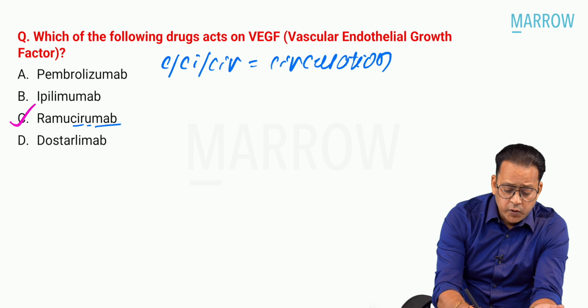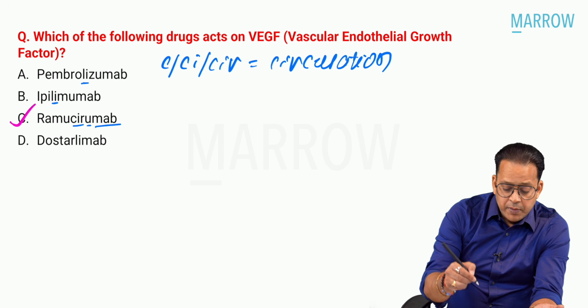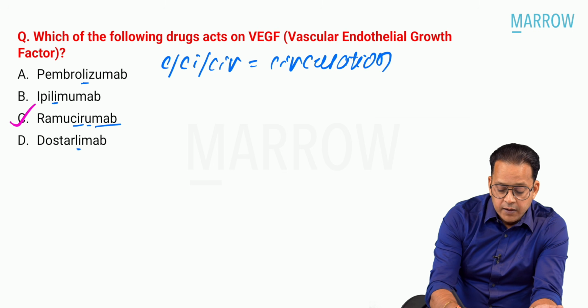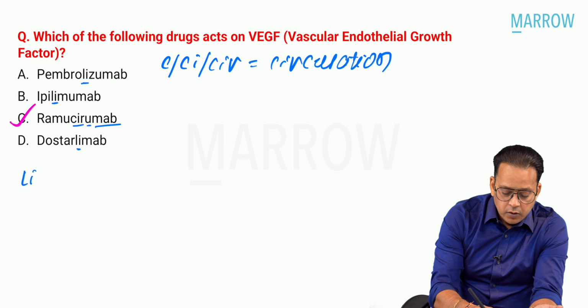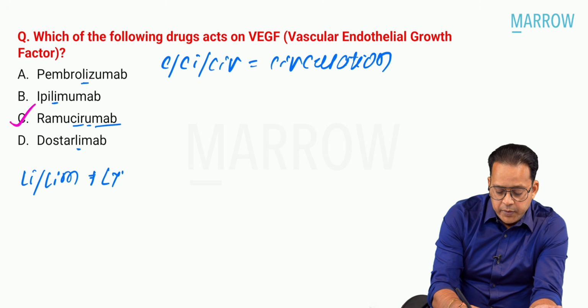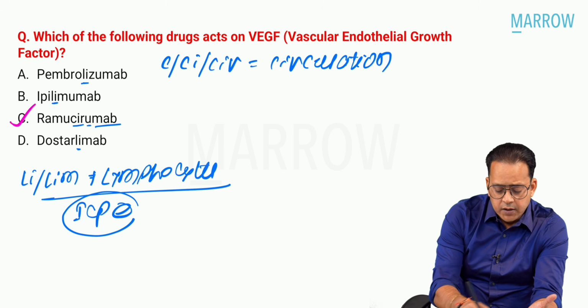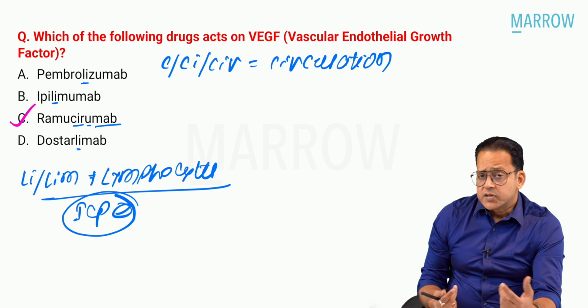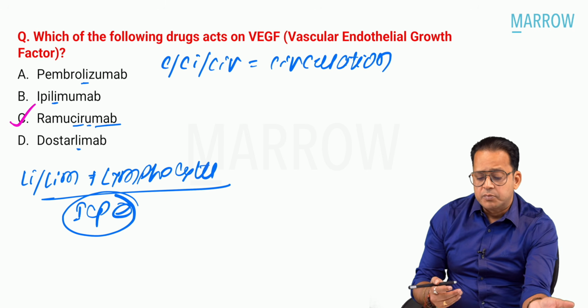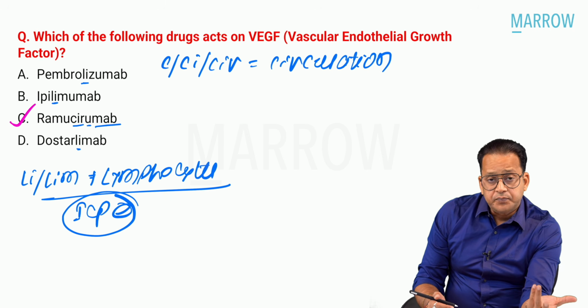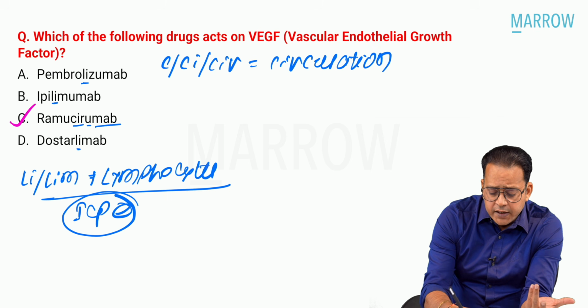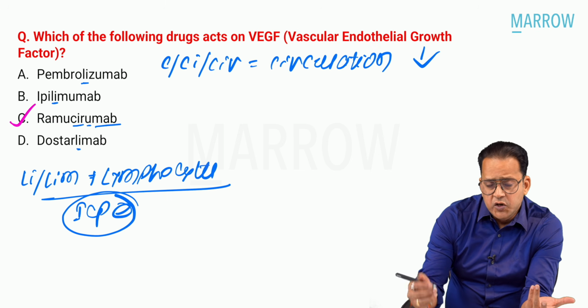And if I look at these MABs, LI, pembrolizumab, dostarlimab, so let me write LI here. So if I have LI or LIM, it means lymphocytes. So all these drugs, A, B and D, these are immune checkpoint inhibitors. So what they do, they redirect our lymphocytes towards the cancer cells. These are anti-cancer MABs, right? So lymphocytes. So let us talk about some other drugs acting on VEGF or VEGFR.